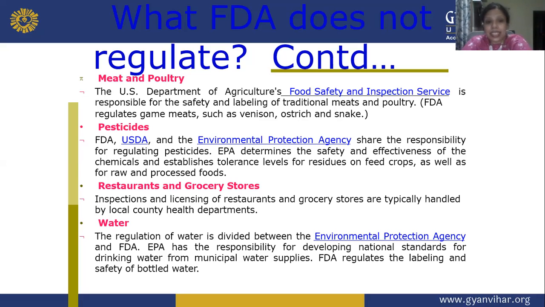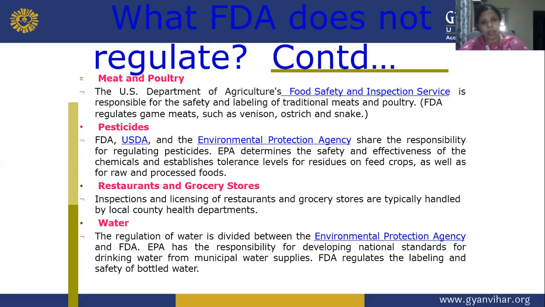Next is water, because water also plays an important role in public health. The regulation of water is divided between the EPA, that is the Environmental Protection Agency, and the FDA. If we talk about the sale and regulation of water in the US market, I think mainly it is drinking water. So the FDA is also responsible, but not only the FDA; along with the FDA, the EPA, the Environmental Protection Agency, is also involved.